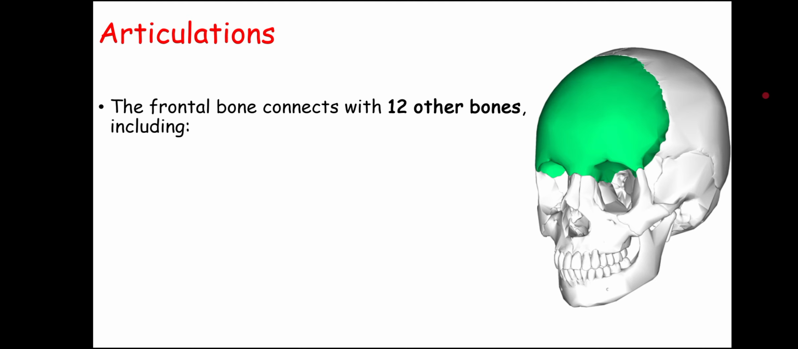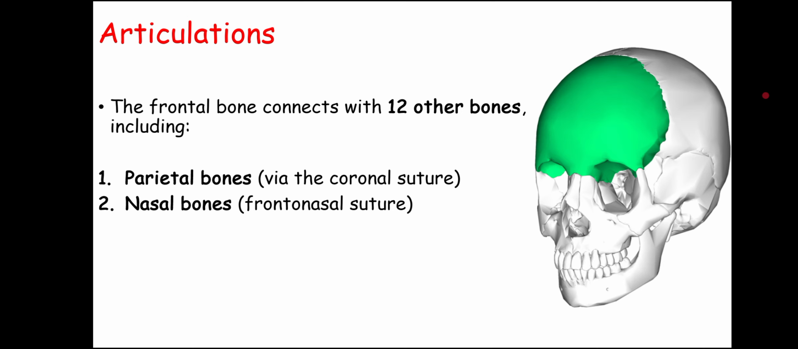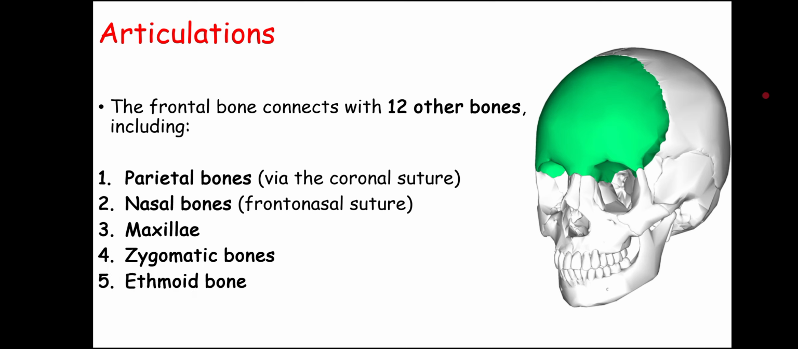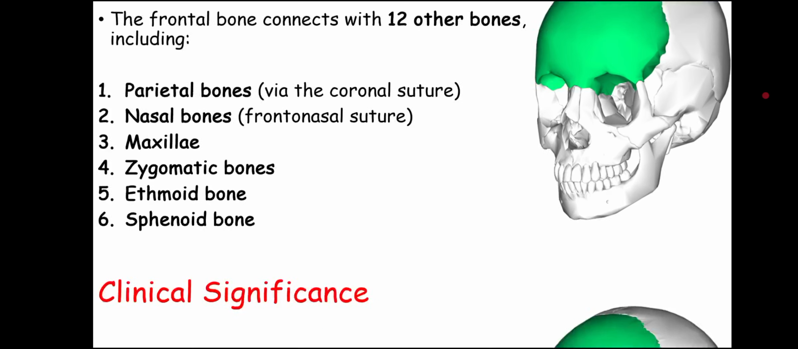Now let's talk about the articulation of frontal bone. The frontal bone connects with 12 other bones including parietal bone through the coronal suture, nasal bone through the frontonasal suture, maxilla, zygomatic bone, ethmoid bone and sphenoid bone. So these are the articulations of the frontal bone. They are 2 parietal, 2 nasal, 2 maxilla, 2 zygomatic, 2 ethmoid and 2 sphenoid bones, overall making the 12 bony articulations of the frontal bone.